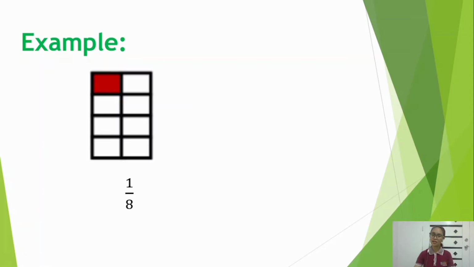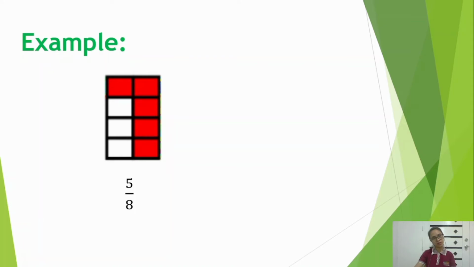Let us have this another example. How many parts are there? There are 1, 2, 3, 4, 5, 6, 7, 8. So, 8 parts. So, the denominator is 8 and the shaded part is 1. So, the representation of the shaded part is 1 out of 8. So, 1 shaded part over 8. Over the 8, which is the whole.